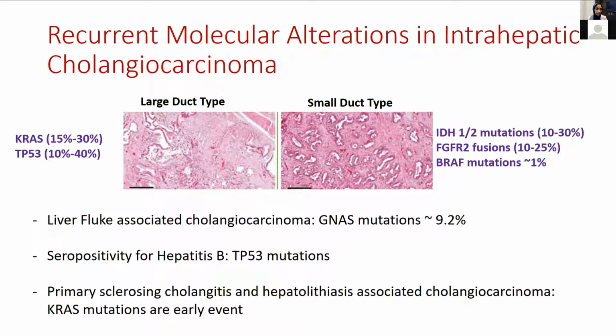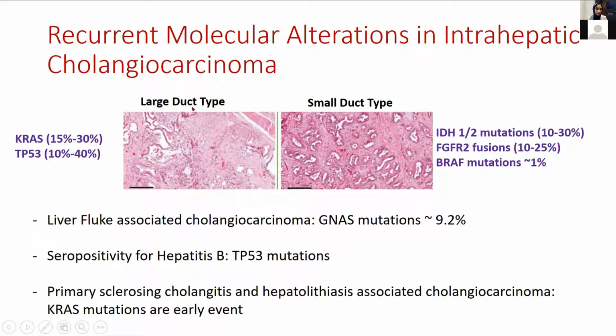Molecular intrahepatic cholangiocarcinoma is interesting from the perspective that we have many targeted therapies, and there are also histological molecular correlates in this setting. So in the small duct type, there are recurrent mutations that can happen. Most importantly, IDH1 and 2 mutations that occur in 10 to 30% of cases. Also, FGFR2 fusions occur in 10 to 25% of cases of small duct type. BRAF mutation is rare, but does occur only in the small duct type.